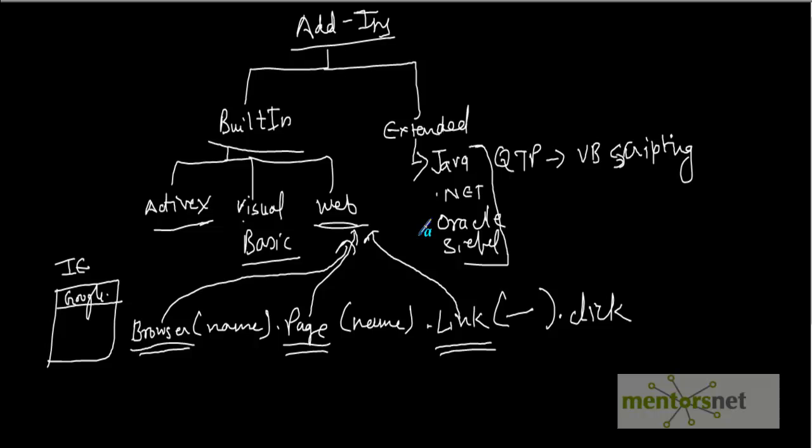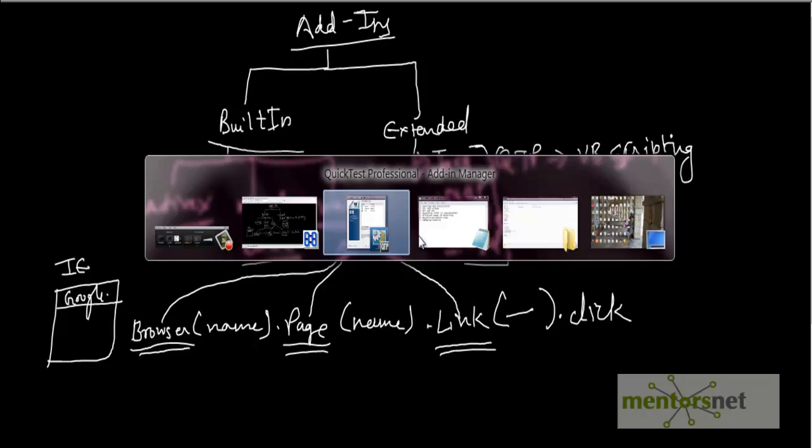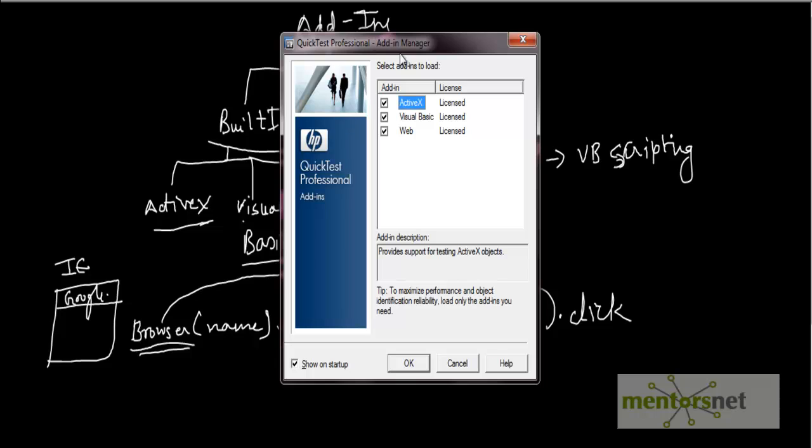So let's go to that Add-in Manager in the QTP tool. When you start QTP, the Add-in Manager gets loaded. So this is the Add-in Manager. The information about the installed add-ins gets listed over here. These are the three built-in add-ins, or we can say the licensed add-ins that are installed by default when we install QTP. So you can select or unselect an add-in and just click OK. That add-in will get loaded to your tool.